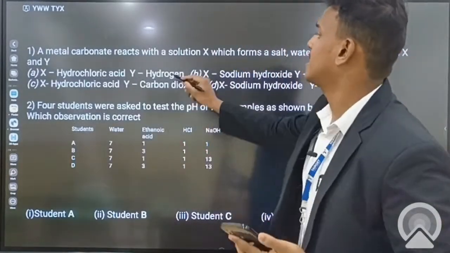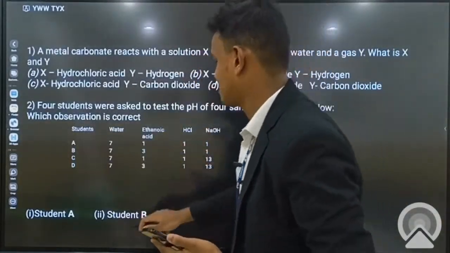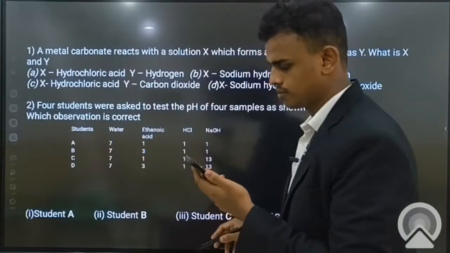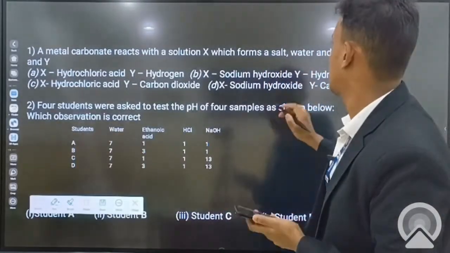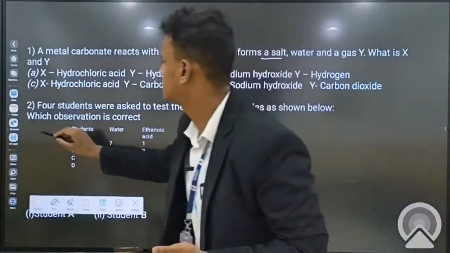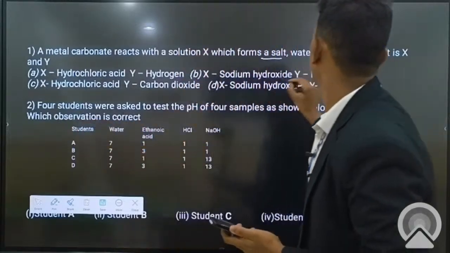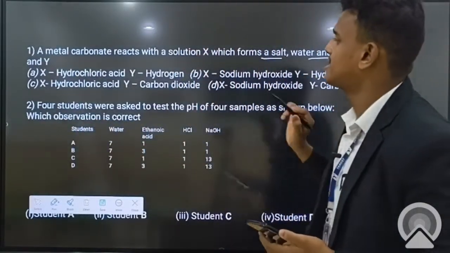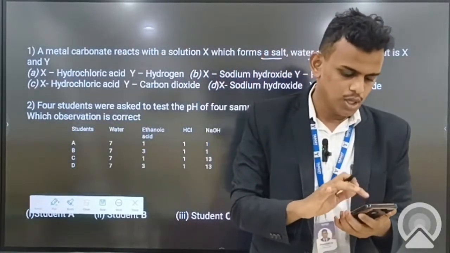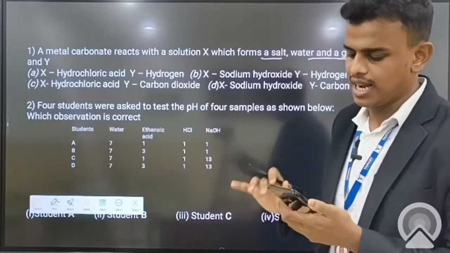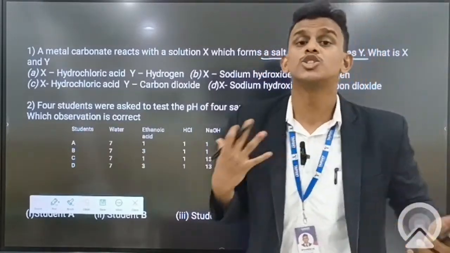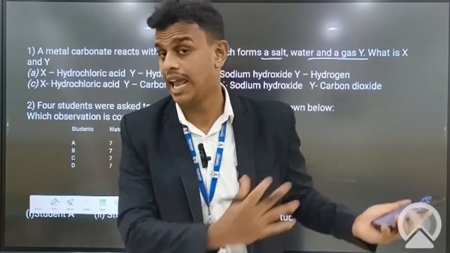Here, a metal carbonate reacts with a solution X, which forms a salt, water and a gas Y. What are X and Y? So here I am taking a metal carbonate. It's my choice to take a metal carbonate, as they didn't mention any metal carbonate.